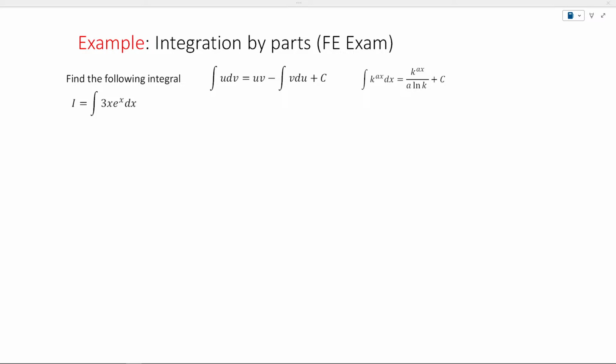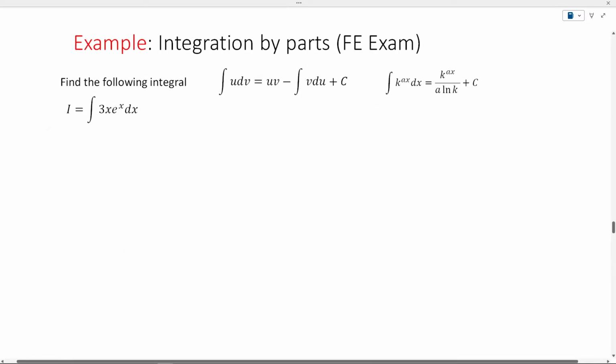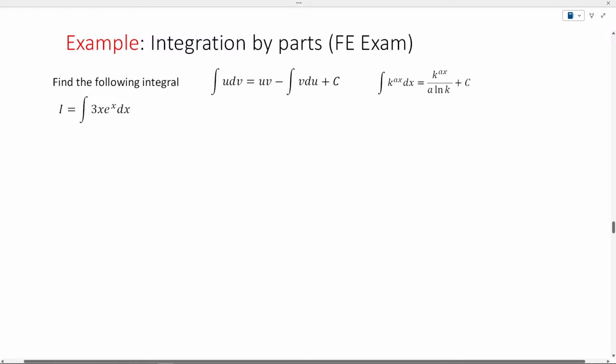And again, integration by parts is just for those of you who want to practice for the FE exam. It's not going to be in your homework. It's not going to be in your exam for this course. This is just for practice purposes. But I encourage you, of course, to watch it. Even if you're not planning to take the FE exam, you can watch it. Okay, so let's just do it.